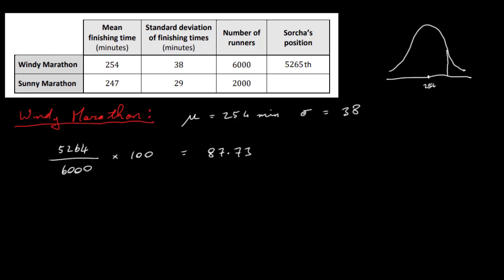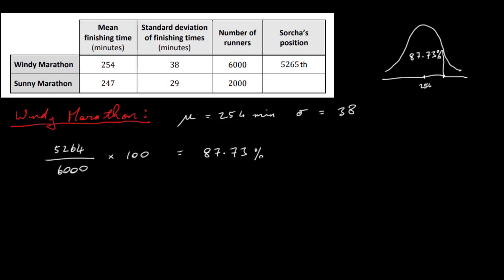87.73, we'll just go to 2 decimal places here, percent. So that means that there were 87.73% in this part of the graph who finished faster than Circa. So let's have a look at that then. Okay, we want to work out this time here.